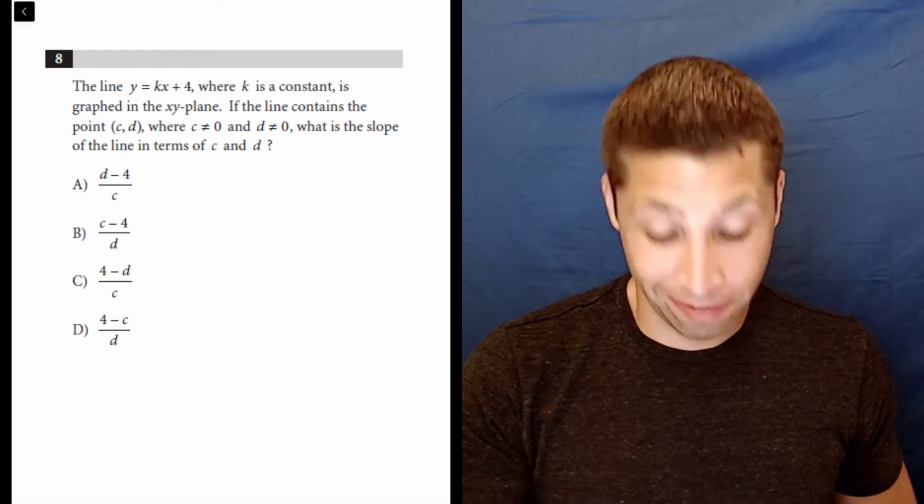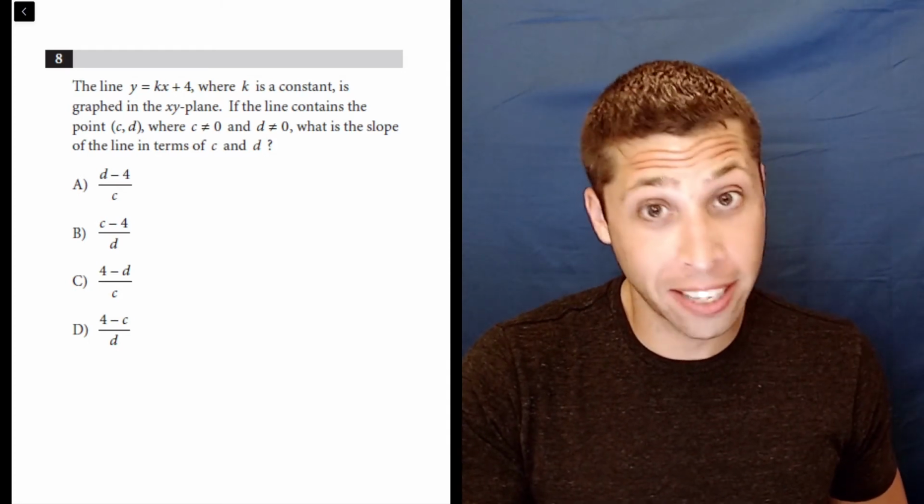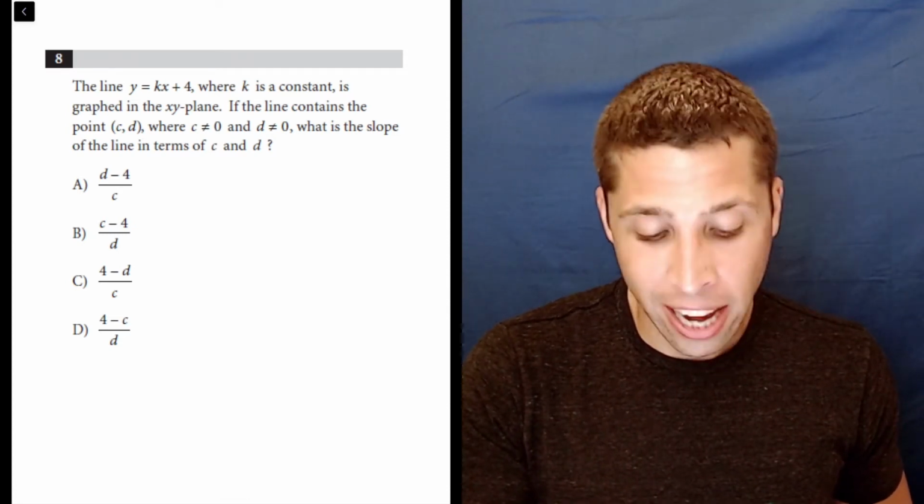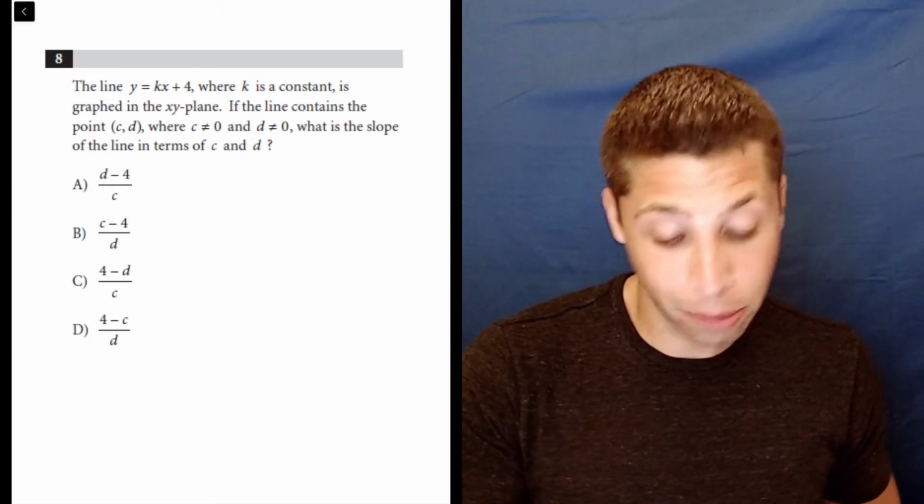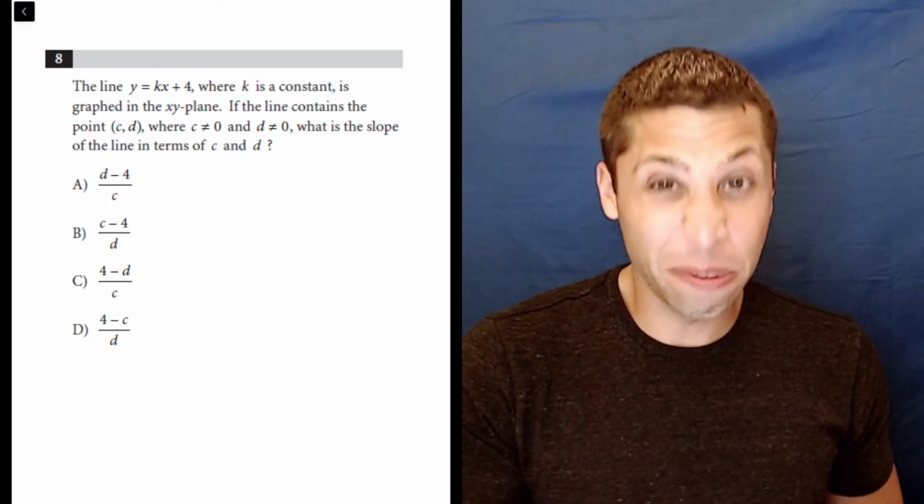I really like this question because it sounds like it's going to be crazy, right? The line y equals kx plus 4, where k is a constant, people hate those phrases, is graphed in the xy plane. Hate those phrases. If the line contains the point (c, d), where c does not equal 0 and d does not equal 0, what is the slope of the line in terms of c and d?